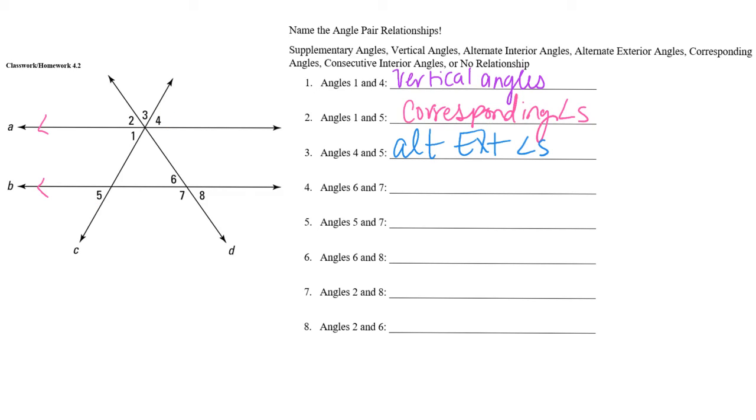Next is asking you about 6 and 7. So number 4 is asking you about 6 and 7. So I'm going to go ahead and mark those. They don't have anything to do with the parallel lines, so it can't be any of the things we learned today. But you'll notice they make a straight line. So if they make a straight line, they'd be a linear pair, which means they would add up to 180, which means they are supplementary.